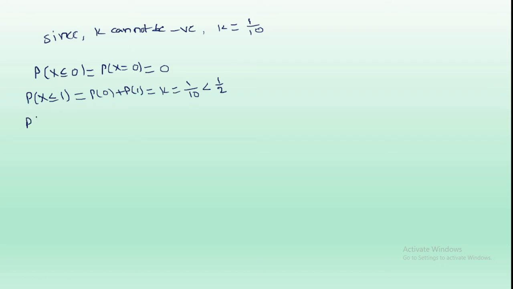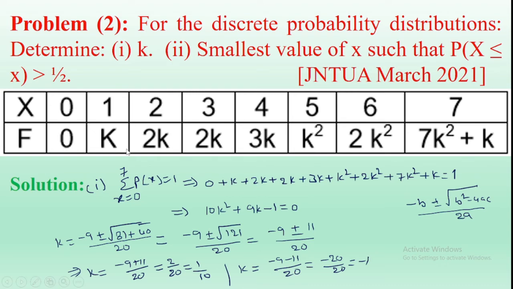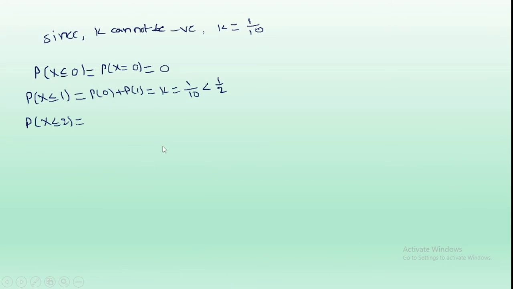Next check x equal to 2. Probability of X less than or equal to 2 means probability of X equal to 0 plus probability of X equal to 1 plus probability of X equal to 2. Its corresponding probabilities are 0, k, 2k, so k plus 2k is 3k. But k is equal to 1 by 10, so 3 divided by 10 is 0.3, which is less than 1 by 2. Here also the condition is not satisfied, so x equal to 2 is not the smallest value of x.